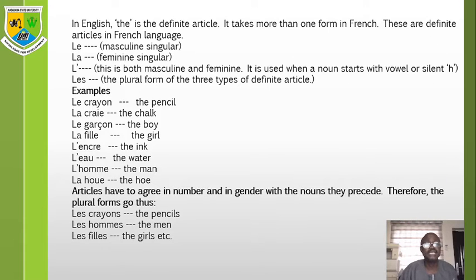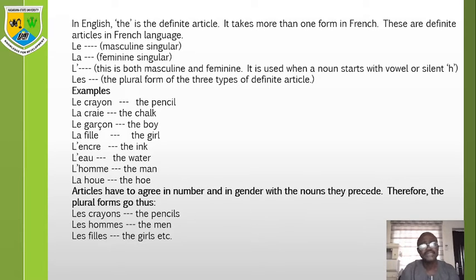Now, in English, the is the definite article. It takes more than one form in French. These are definite articles in French language. We have le, masculine singular, la, feminine singular, l' apostrophe. This is both masculine and feminine. It is used when a noun starts with a vowel or silent h. Les, the plural form of the first 3 types of definite articles.